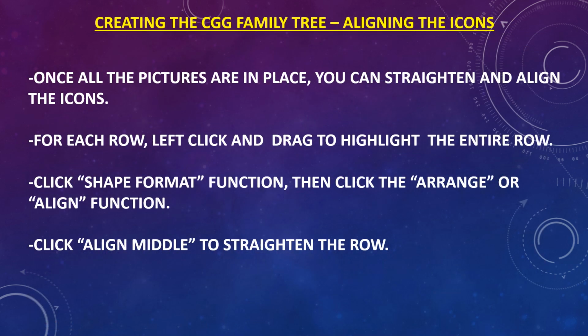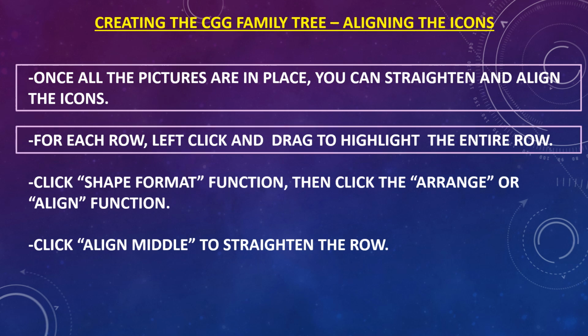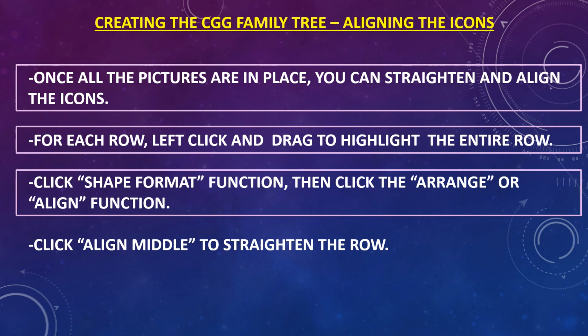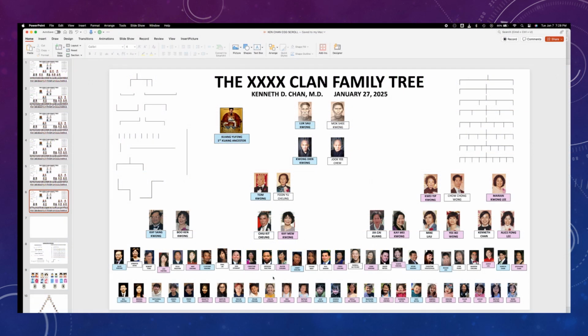Instructions for CGG Family Tree Template, aligning the icons. Once all the pictures are in place, you can straighten and align the icons. For each row, left-click and drag to highlight the entire row. Click Shape Format function, then click the Arrange or Align function. Click Align Middle to straighten the row. CGG Family Tree Template, aligning the icons.